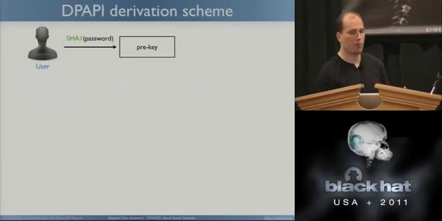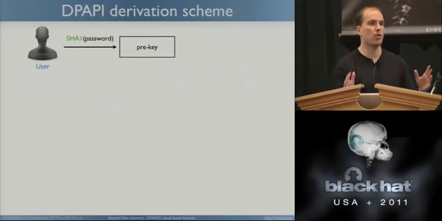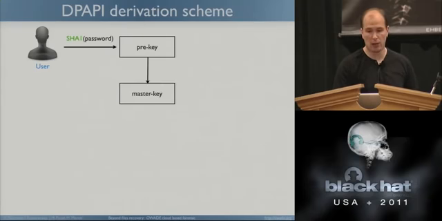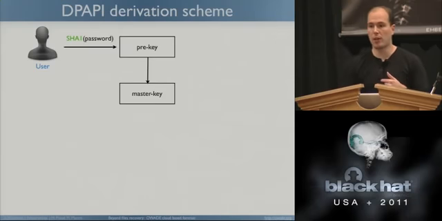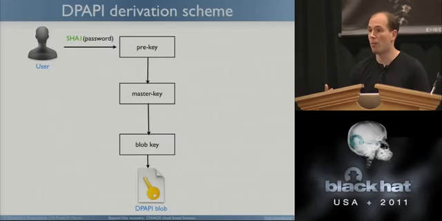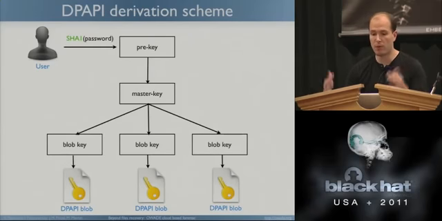How it works in practice is it's a derivation scheme. What we need is actually the SHA-1 of the password. We don't need the password itself. We need the SHA-1 of the password, which is going to be used to compute a pre-key. And this pre-key is going to be used to decrypt the master key, which is a big chunk of 512 bits of entropy that you use to decrypt the blob key, which is going to contain your data. And then from there, we get the content of the blob, which is usually the credential you are looking for. And of course, it's applied to multiple blob keys.